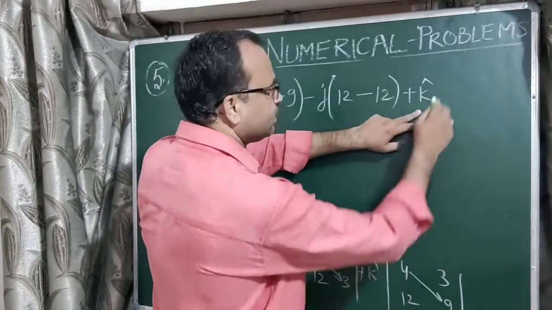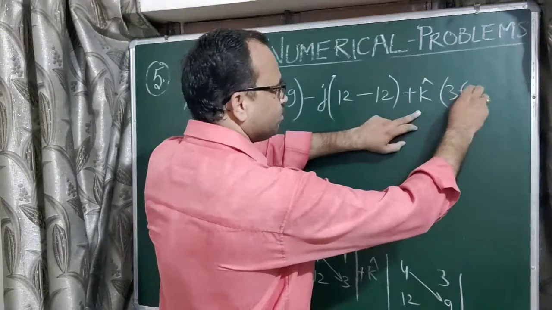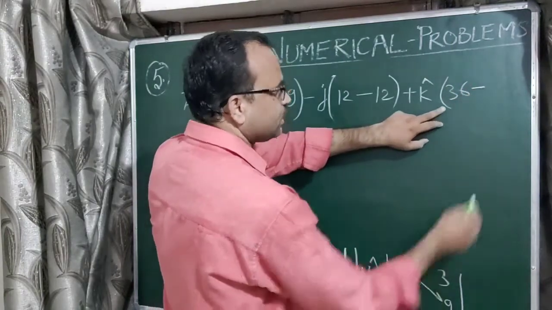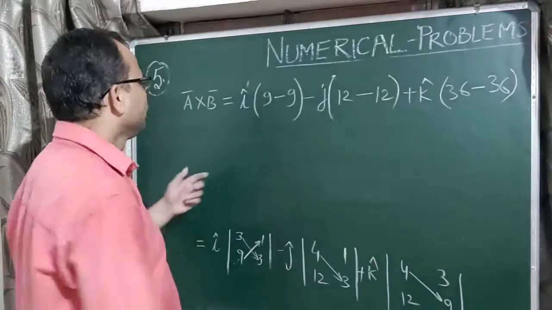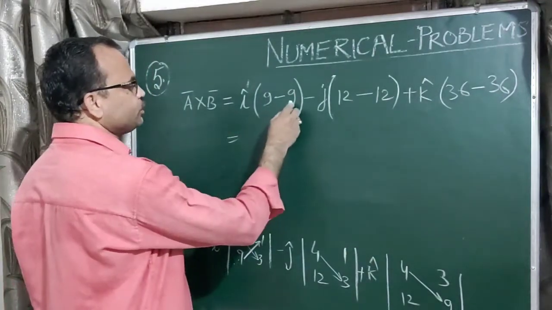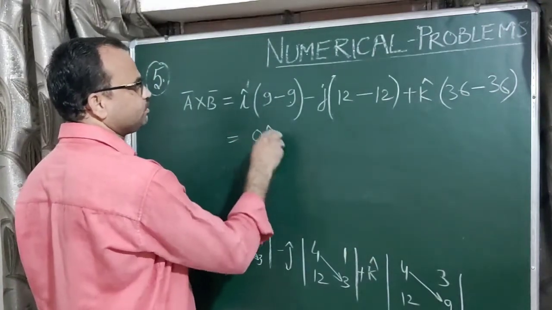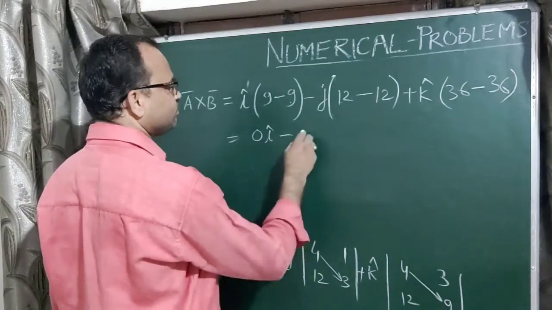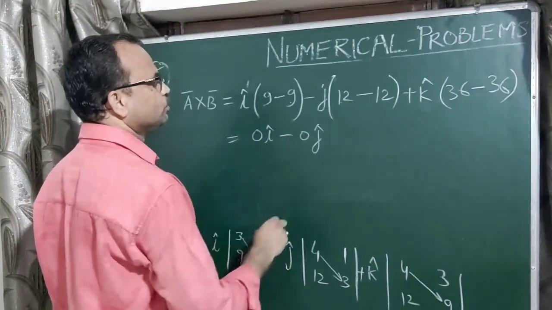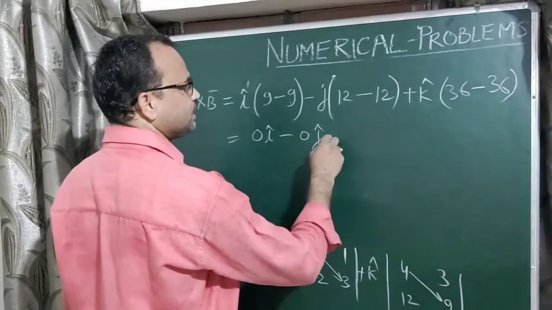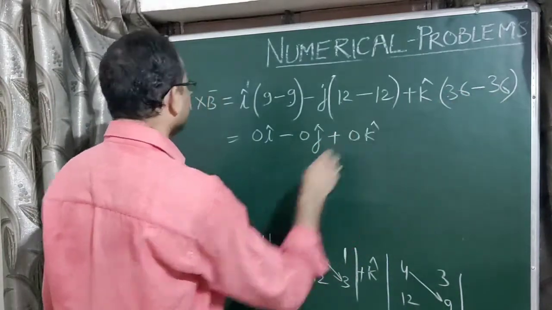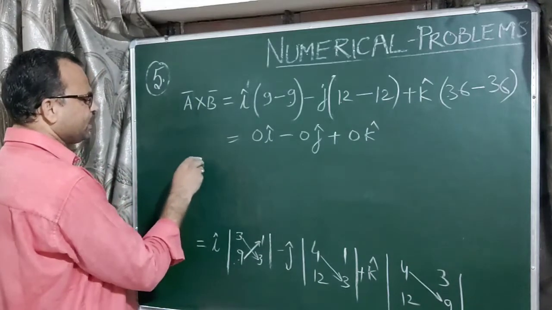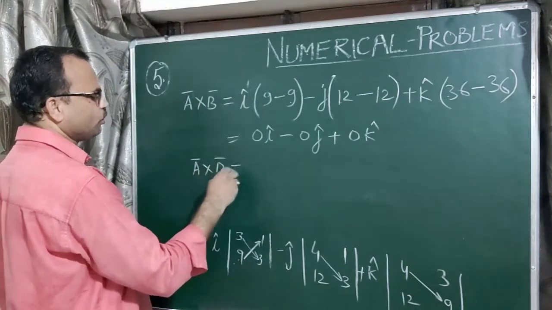4 times 9 is 36. Minus sign. Then 12 times 3 is 36. Right? It is very simple. So 9 minus 9 is 0 I cap. Minus 12 minus 12 is 0 j cap, then plus 36 minus 36 means 0 k cap. So in this way we can write A cross B equal to 0.